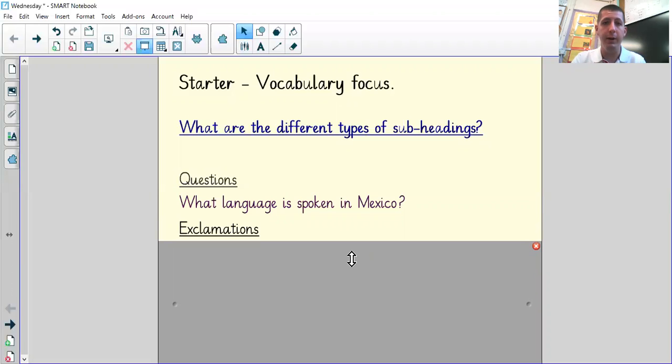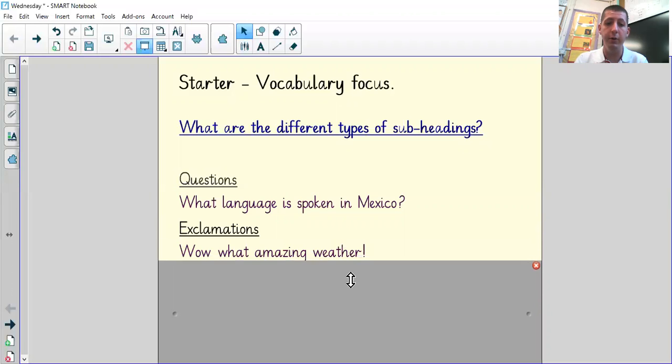An exclamation subheading can be when something's quite exciting or interesting in particular. So an example of that would be, wow, what amazing weather. Did you notice that when I said that, I read it with more expression? Wow, what amazing weather. I didn't just read it flatly, because that exclamation mark tells me to exclaim what I'm saying. Again, can you have a go now at seeing if you can write your own exclamation subheading?